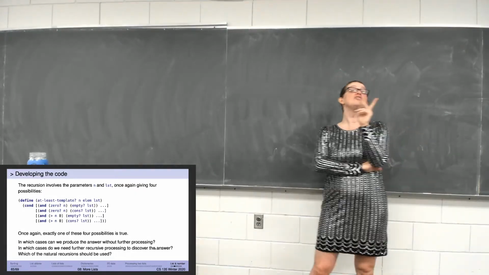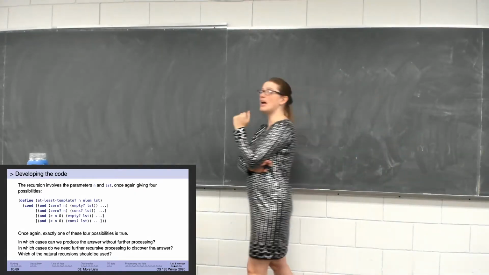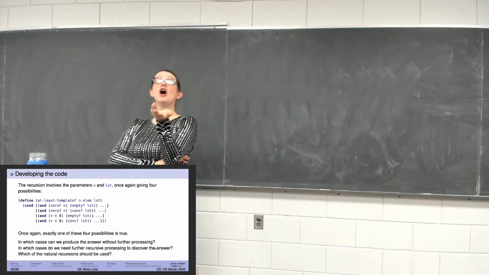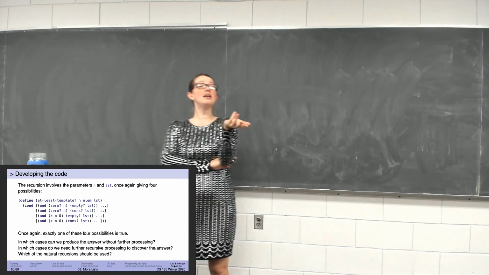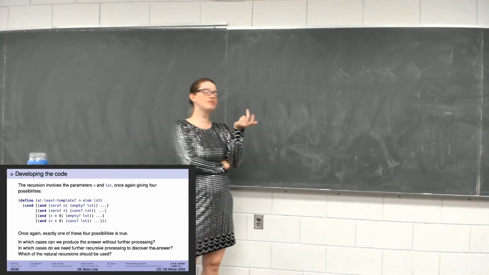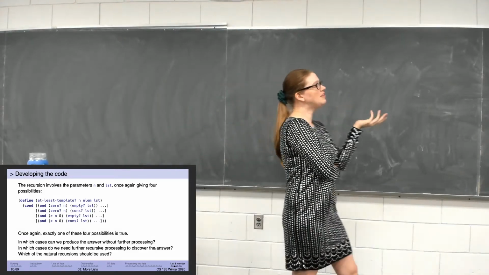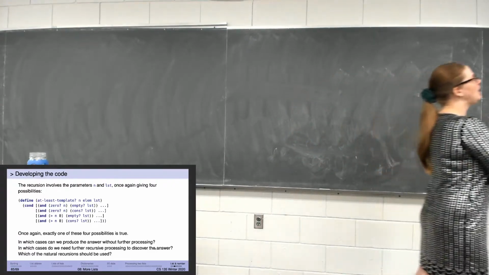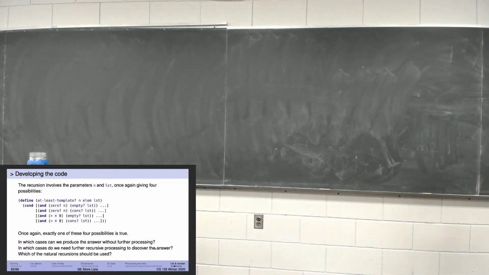If N is not 0 and the list is empty, then you produce false because there's no more items in the list to search through. So now we just come down to the final case where N is not 0 and the list is not empty. And now we need to think about what is N.